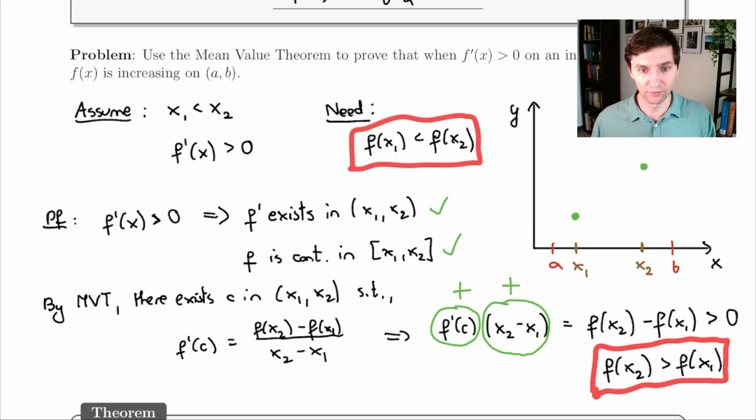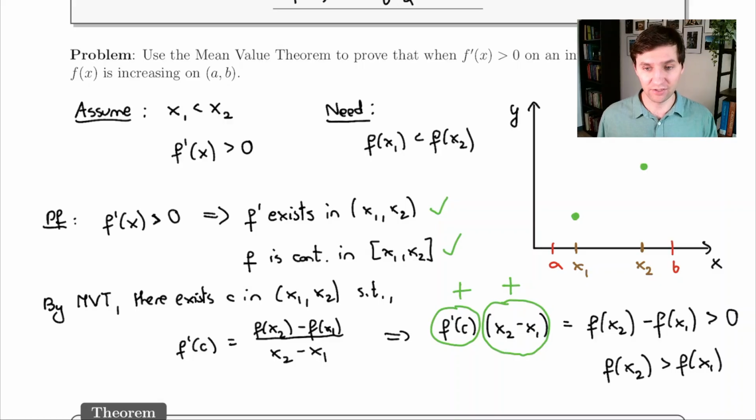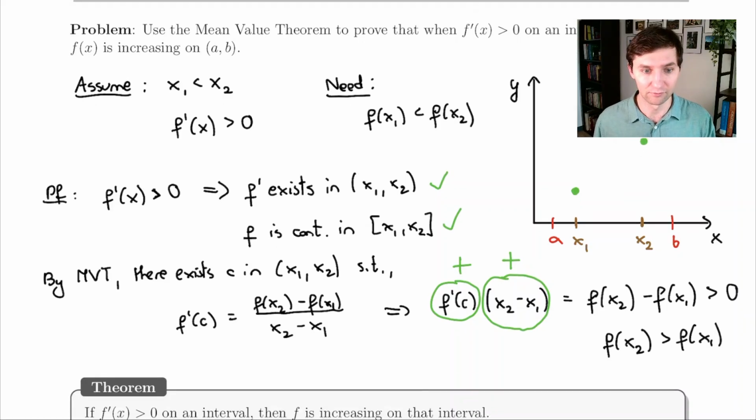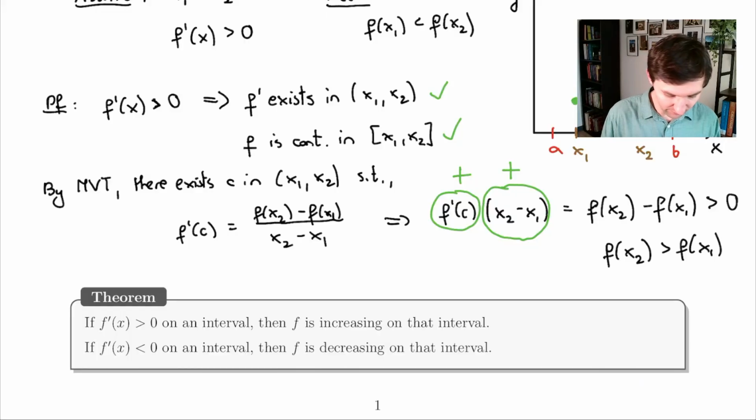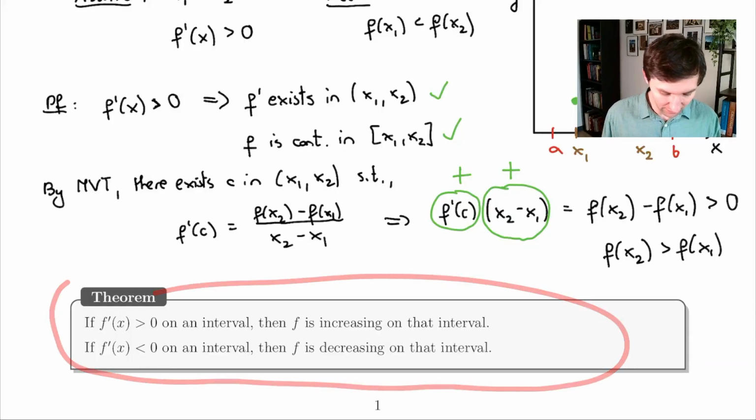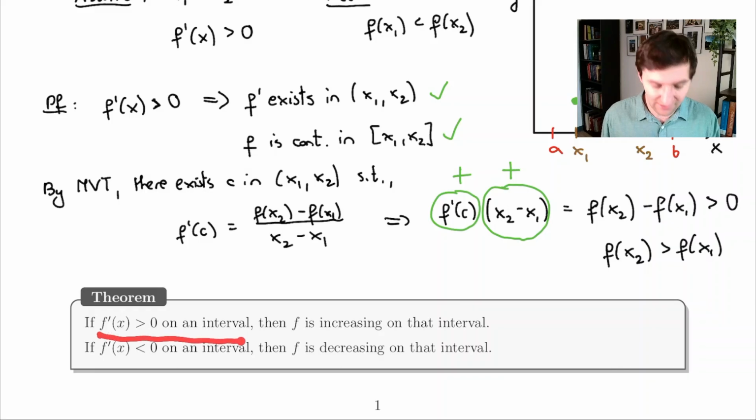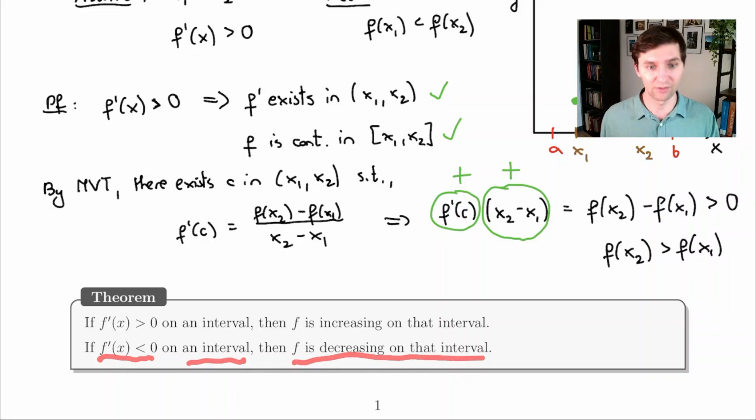You just showed that if a function has a positive derivative on an interval, then that function is increasing on that interval. You showed the first part of the following theorem. If the derivative of a function is positive on an interval, then that function is increasing on that interval. Using the same idea, you could also show that if the derivative is negative on an interval, then the function is decreasing on that interval.